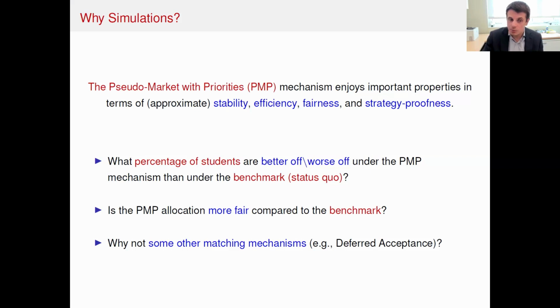We use simulations to fill that gap. And of course, another thing is that simulations are very convenient for comparing our mechanism to other mechanisms. We can program like 6 other mechanisms and compare the outputs.